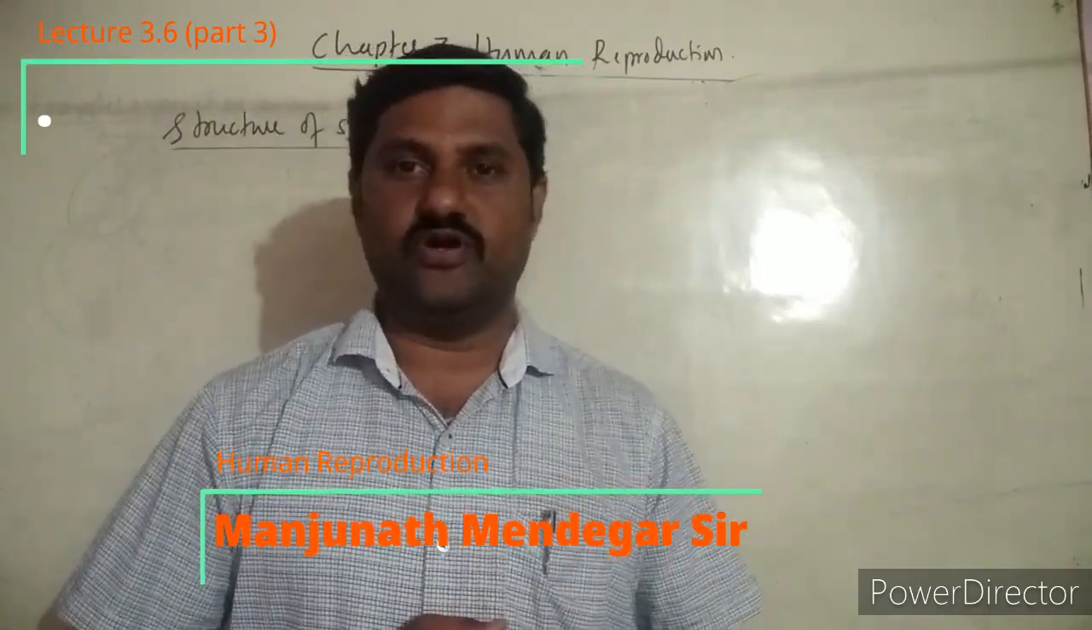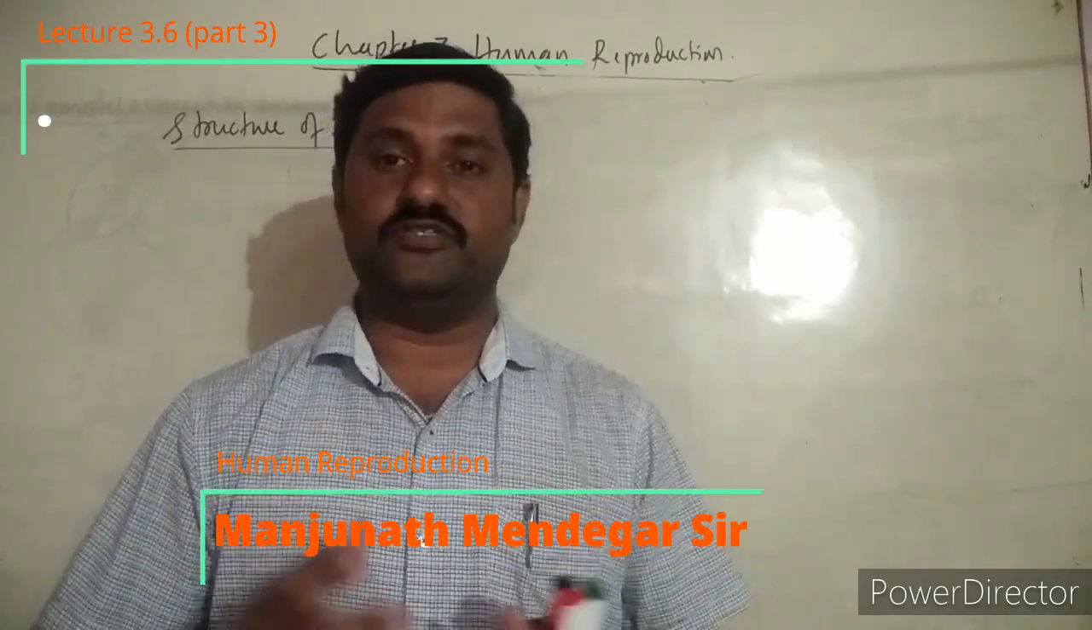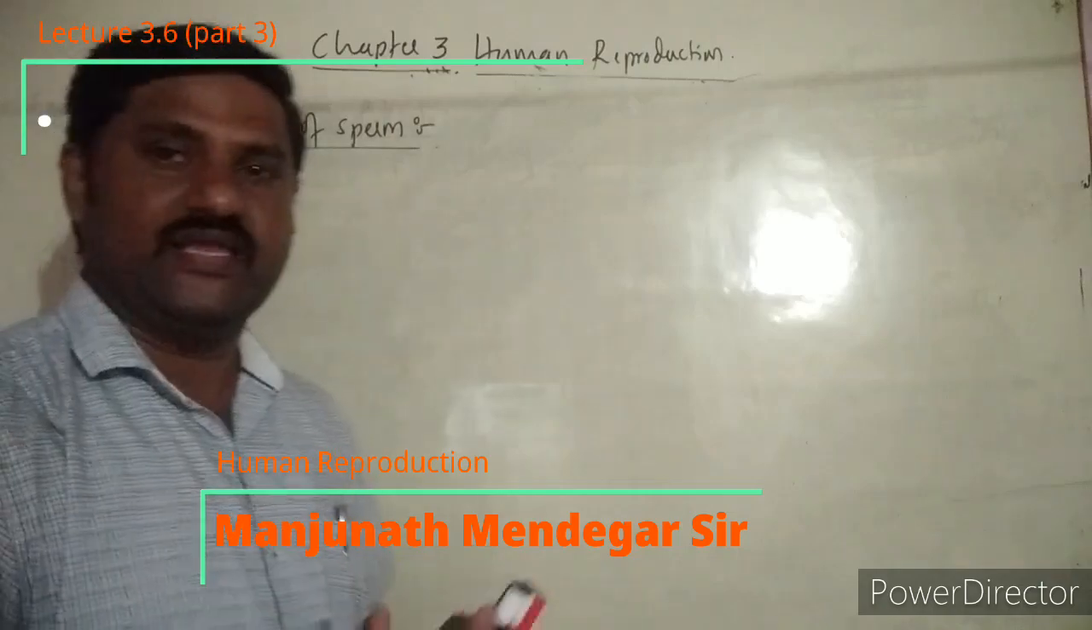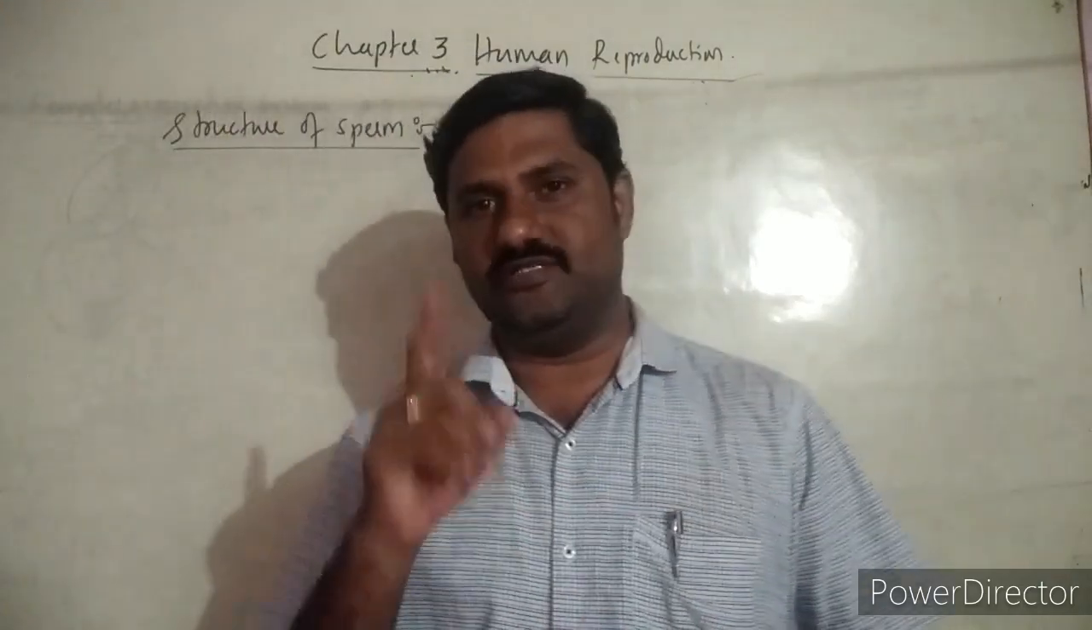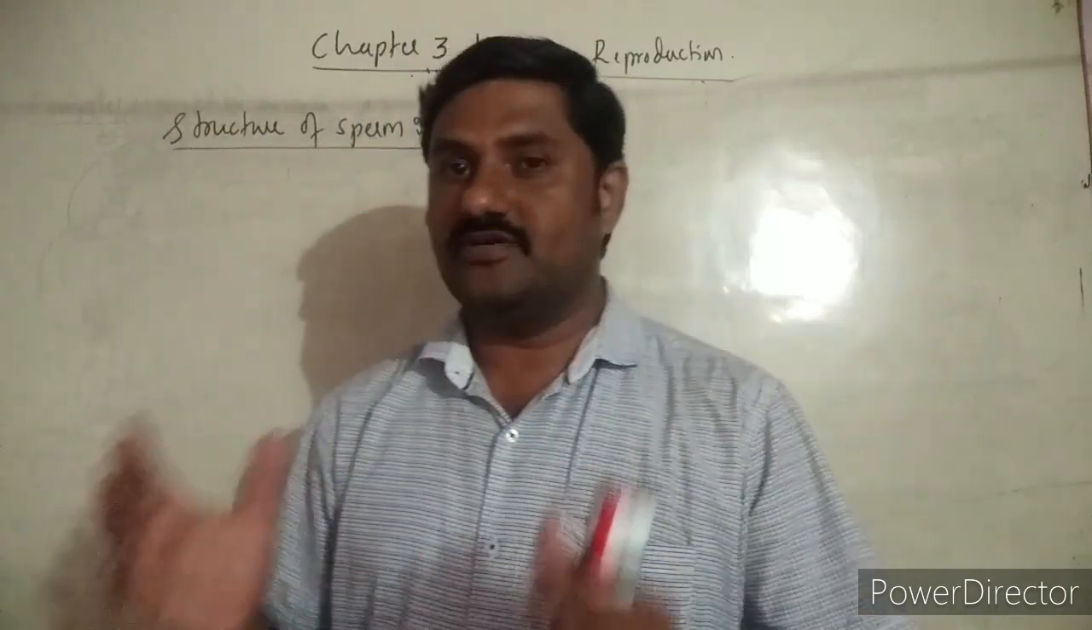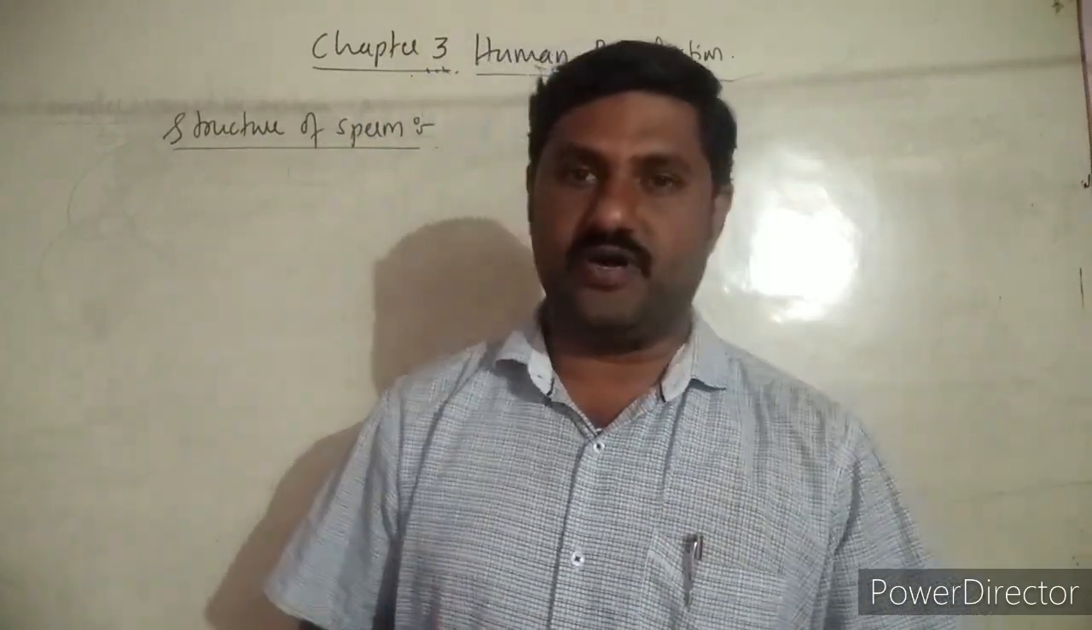So I am going to draw it and explain the structure of a sperm over here. These sperms are male gametes which are motile in nature, which is their unique nature. But the female gamete is not motile in nature. In the case of human beings, it is static in nature. So let us see the diagram of this sperm.